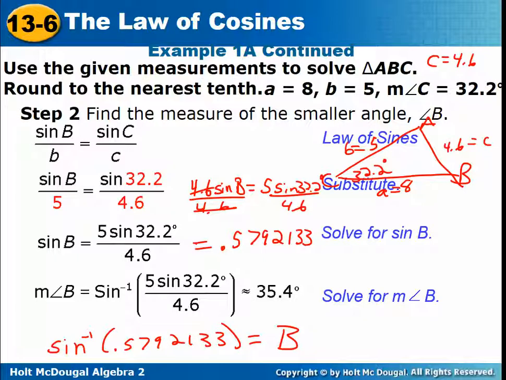Remember, you have to use the shift key or the second key in order to get to the inverse sine function. And I'm typing in all of those decimal numbers, and I get just what they got, that B is 35.39522, etc., which they rounded to 35.4. Okay, so now we know angle B is about 35.4 degrees.